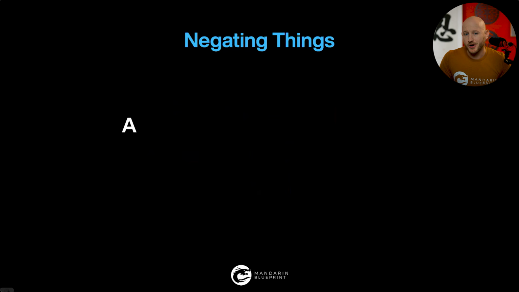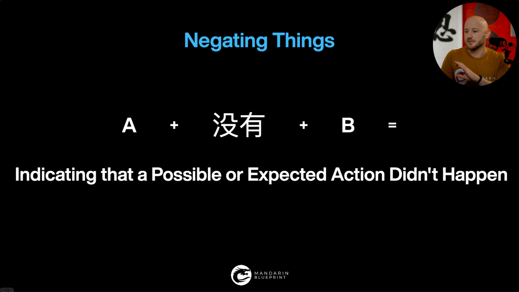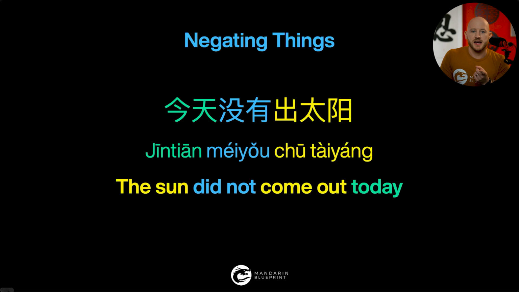Now, with that in mind, there are some examples of where it means didn't. So here we're going to look at when A plus 没有 plus B means that there's a possible or expected action that didn't happen, right? Let's give some examples. 今天没有出太阳. The sun did not come out today, right? So in this instance, it's didn't, right? And it was always a possibility that the sun would come out, and it did not. So in this instance, we're going to correctly get it as didn't.